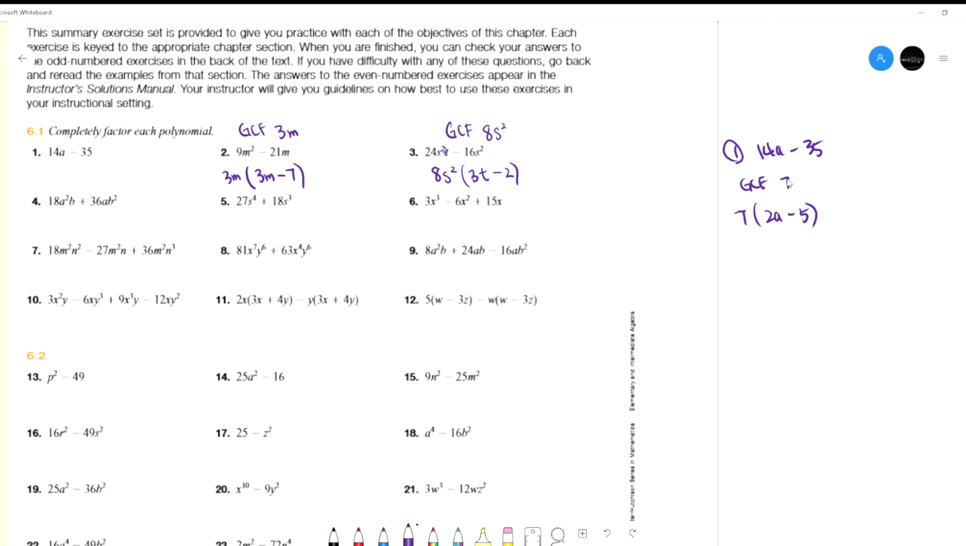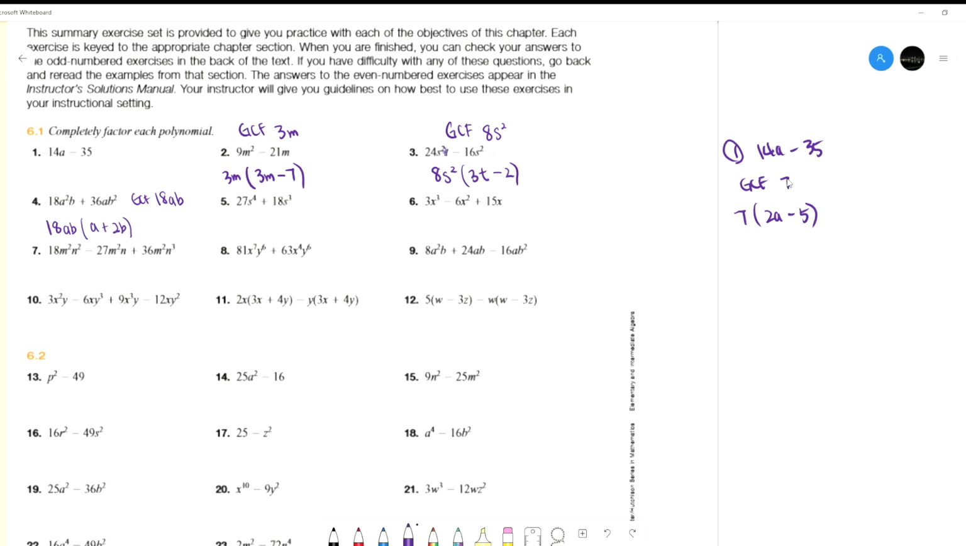Number 4. I see that 18 actually divides into 36, right? So the GCF for this one would have an 18 in it, and then the smallest a and the smallest b, the lowest exponent. So I have 18ab, and when we factor it out from the first, all we're left with is a. Now I look at the second, it's positive, so this is plus 2b. Okay?